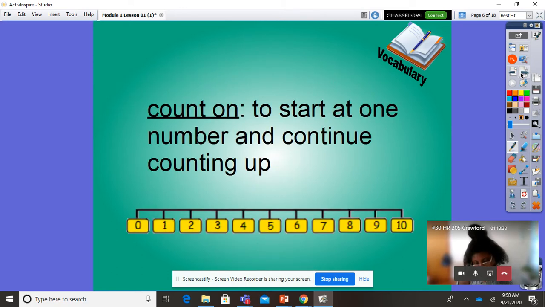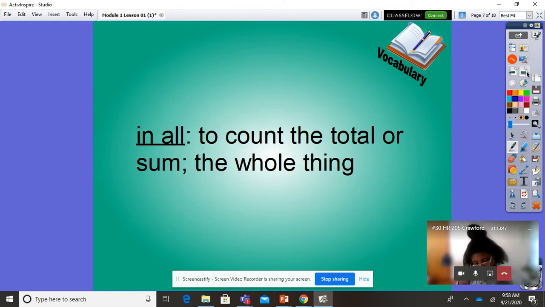We're going to be using our count on strategy, and I will talk to you about this later on. That's when you start at a number and you count up. And in all means when you're doing the total all together.